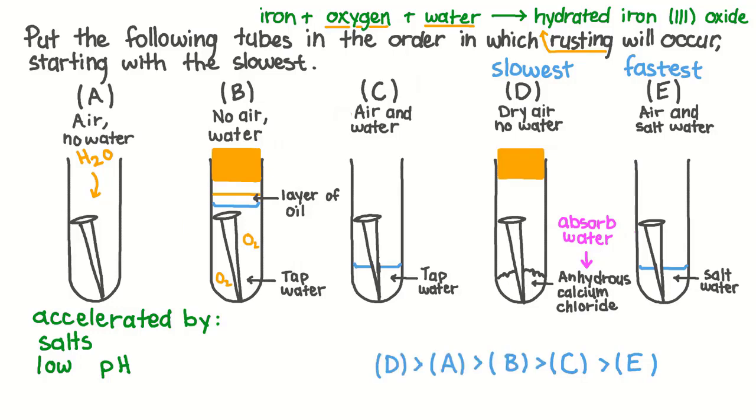So putting the tubes in the order that rusting will occur, starting with the slowest, is D, then A, then B, then C, then E.